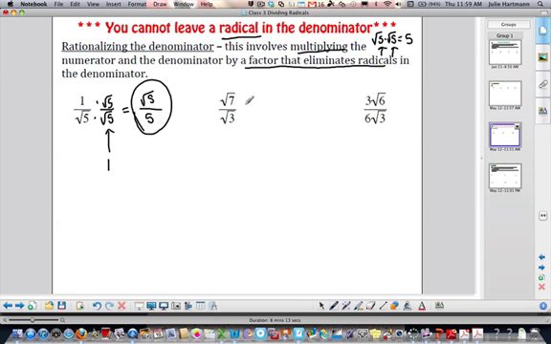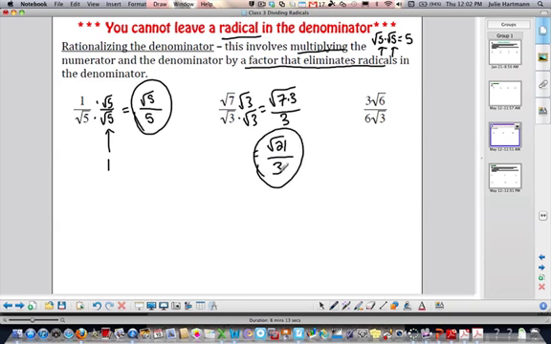Next problem, root 7 over root 3. Nothing can be simplified there. Okay, so I need to multiply. Okay, so when you multiply here, what you're going to multiply by is root 3. 7 and 3 cannot be reduced at all, so we're going to multiply by root 3. Root 7 times root 3 on the top. You can do that, so that's going to be root 21 on the top. On the bottom, root 3 times root 3 is 3. So root 21 over 3.